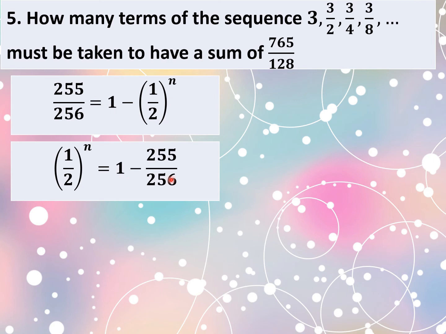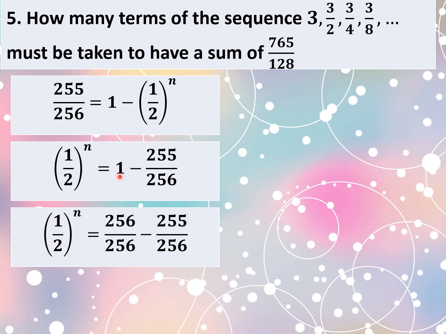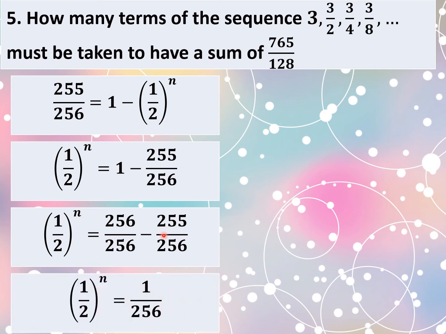So, para mangyari yun, kailangan muna natin gawing fraction yung 1. So, since 256 ang denominator dito, gawin na natin 256 over 256 yung 1 para like term na sila. So, mabilis na tayo mag-subtract. So, 256 minus 255, that is equal to 1. And copy lang yung denominator.